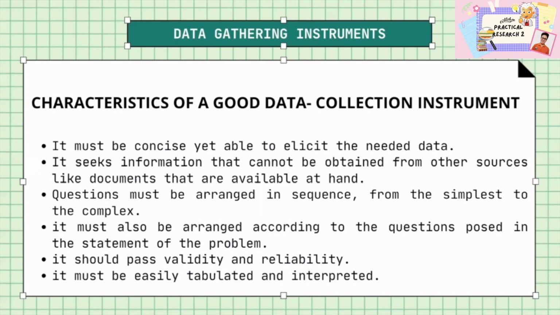It seeks information that cannot be obtained from other sources, like documents that are available at hand. Okay, for example, you will be using documentary analysis and there is missing information that you want to acquire. So you will do that by the use of a questionnaire. Then you shouldn't ask questions that would elicit information which you already have.